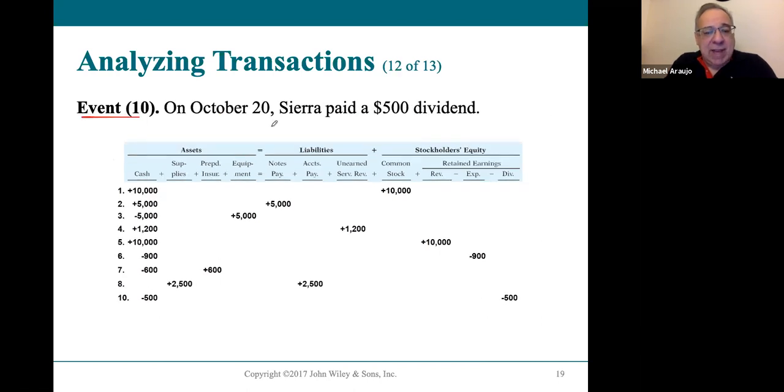The 10th event happened late in October. We paid a $500 dividend. We thought about this. Okay, so dividends are paid in cash, so we have less cash. But dividends take away from retained earnings, right? So the more dividends we have, the less retained earnings we have. So dividends, by the way, is an account name. So do tell me, next in line, whoever it is, talk to me like an accountant.